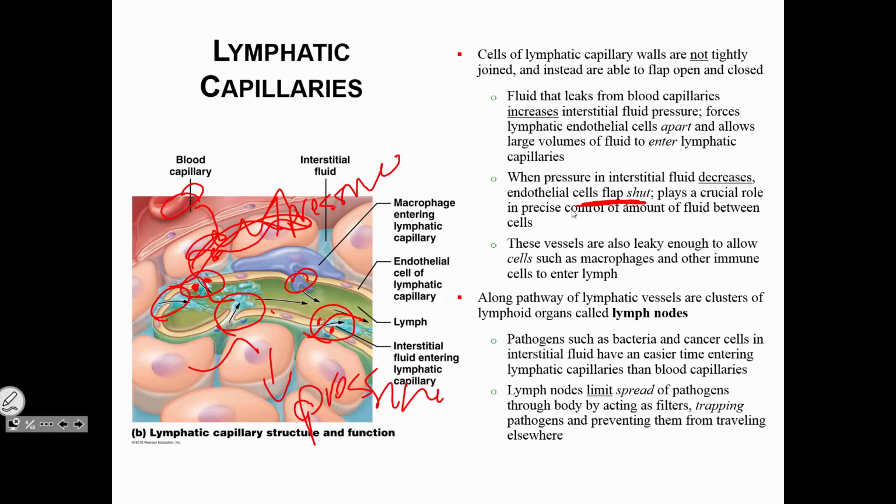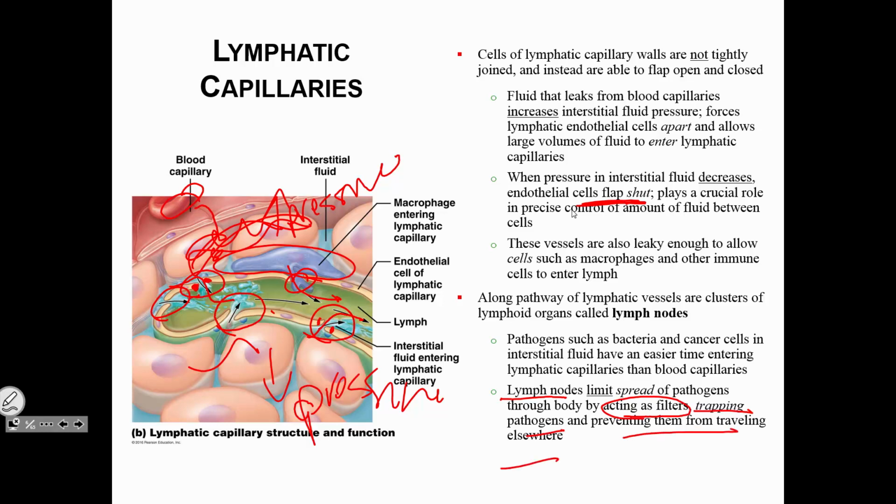They're also leaky enough to allow cells like macrophages. This right here, y'all, is a macrophage, and it's coming into the lymph, into that immune system, to help patrol that lymphatic fluid to see if there's anything we need to get rid of. Along the pathway of these vessels, you're going to have lymph nodes, which are lymphatic organs. Pathogens like bacteria and cancer cells in the fluid have an easier time getting into the lymphatic capillaries than they do the blood. What lymph nodes do is limit the spread of these pathogens through the body, because lymph nodes act like filters. They trap pathogens and prevent them from going anywhere else.